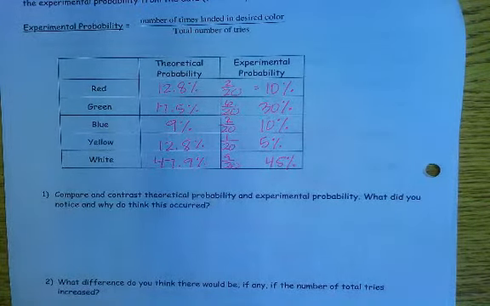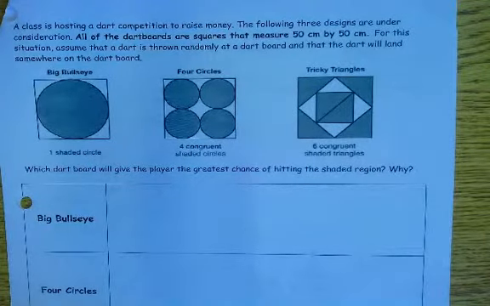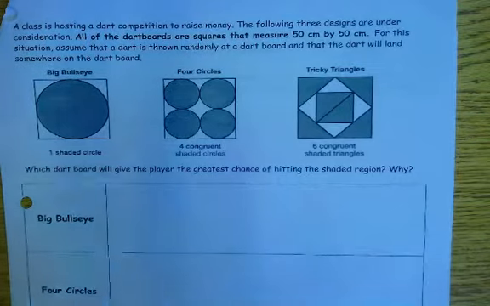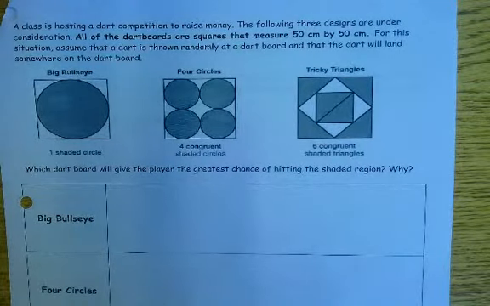Problem number 2. A class is hosting a dart competition to raise money. The following 3 designs are under consideration. All of the dart boards are squares that measure 50 centimeters by 50 centimeters. For this situation, assume that a dart is thrown randomly at a dartboard and that the dart will land somewhere on the dartboard. Which dartboard would give the player the greatest chance of hitting the shaded region and why?